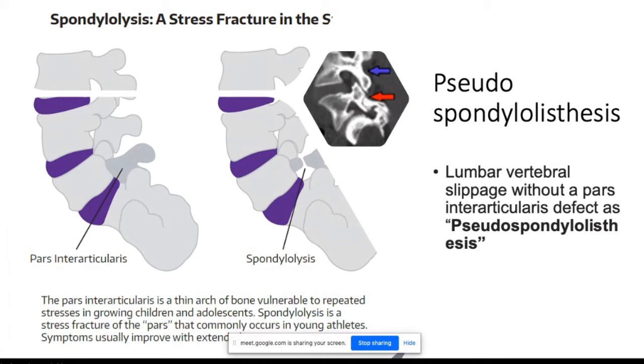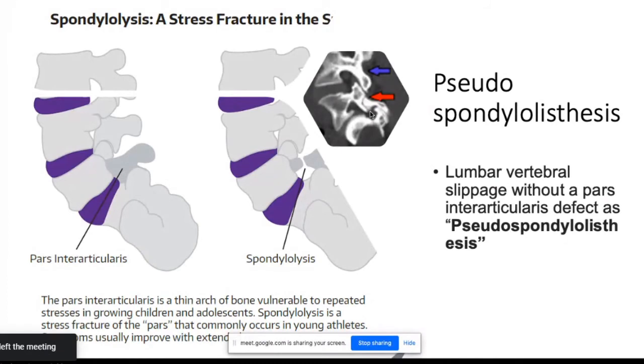And this lumbar vertebral slippage is called spondylolisthesis, without pars interarticularis defect. You can see in the X-ray image shown in the slide, at the red arrow, there is a small gap in this particular bone.